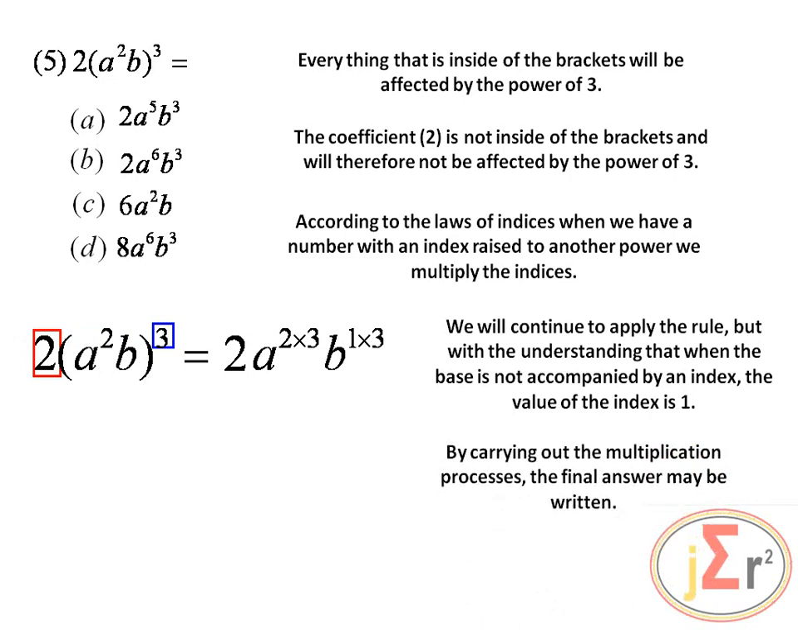Then, by carrying out the multiplication process, the final answer may be written. So we are going to have 2a to the 2 times 3, which is 6, and b to the 1 times 3, which is 3. So we're going to have 2a to the power of 6, b to the power of 3. And that is represented by option B.